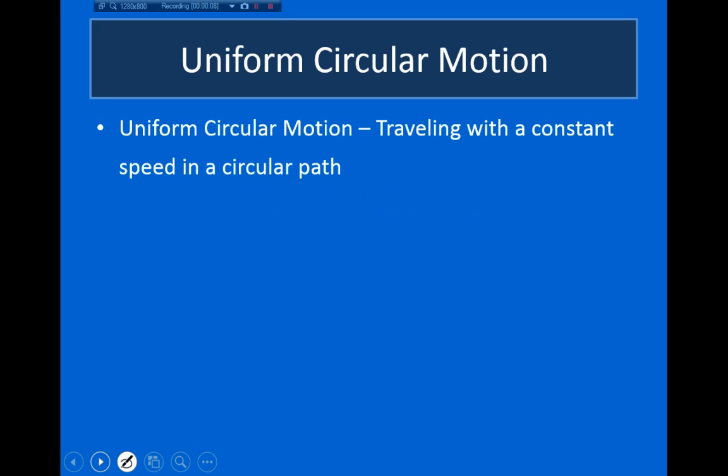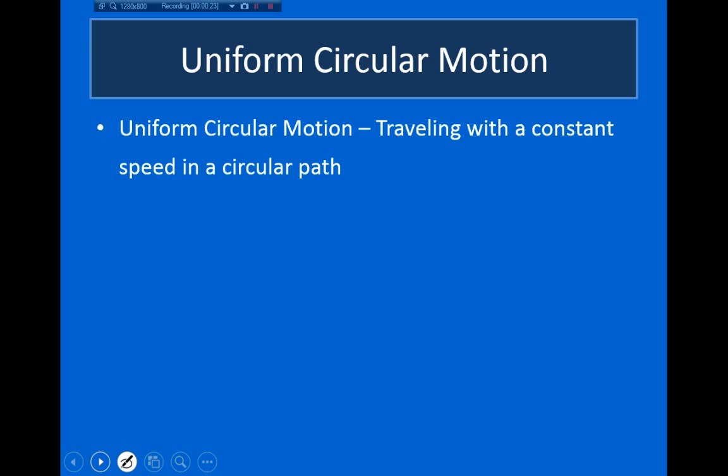Hello and welcome back. In this video, I want to begin talking about circular motion, and in particular, I want to talk about a very specific type of circular motion called uniform circular motion. Uniform circular motion is the motion of an object that travels along a circular path at a constant speed.